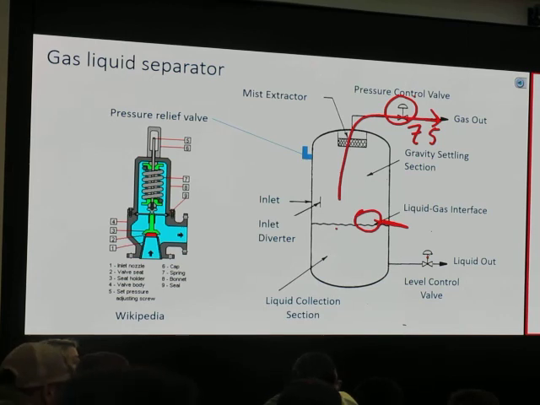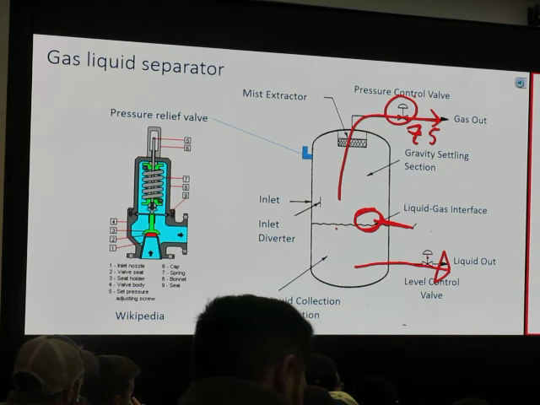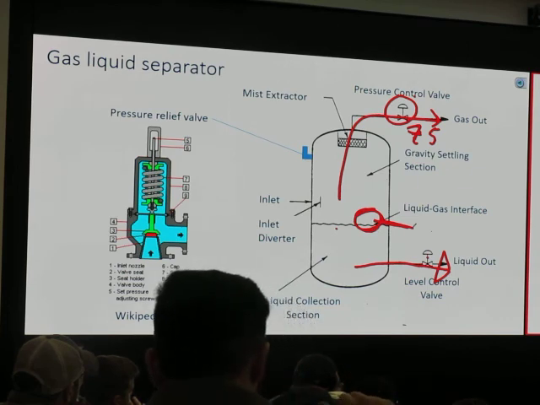What do you think about the pressure of the water or liquid phase that is coming out over there? If I control this at 75, and I have the dump valve, when the liquid level is too high, the liquid phase will come out. What is the pressure of that liquid phase? Will it be at 75?